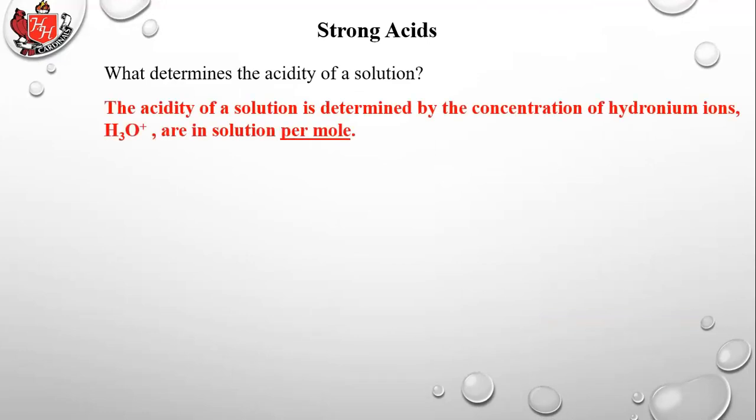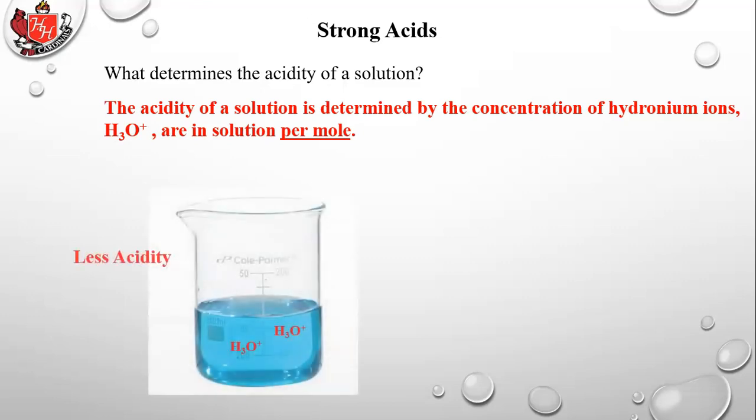So what determines the acidity of a solution? The acidity of a solution is determined by the concentration of hydronium ions, H3O+, and how many there are in a solution per mole.